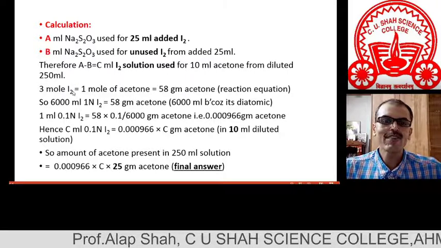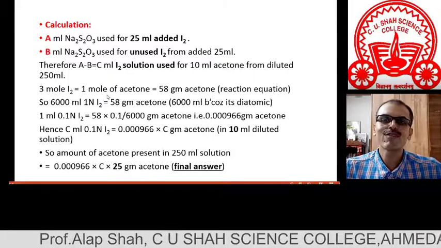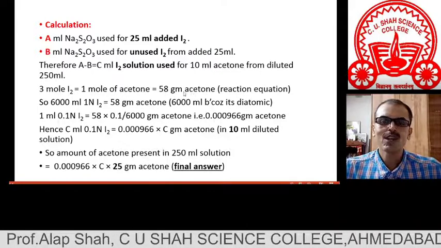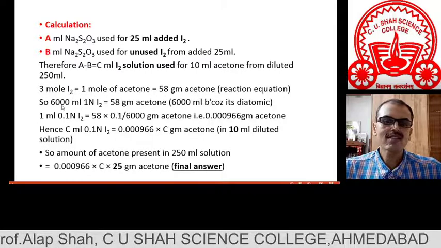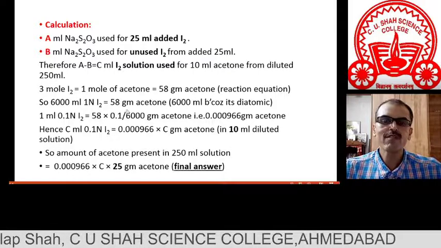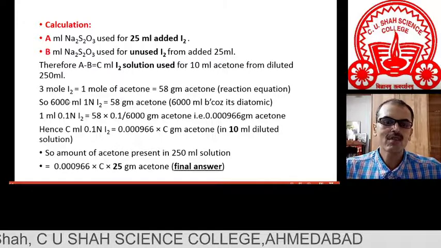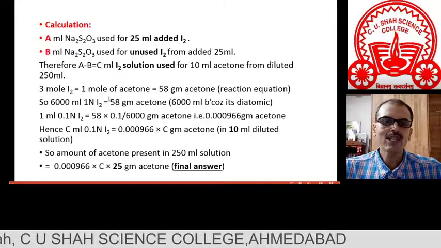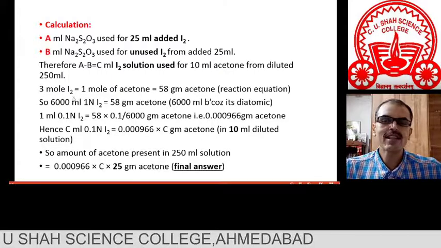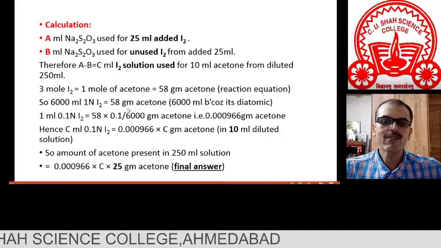Now, we already discussed in the principle, if 3 moles of I2 are used, there can be 1 mole of ketone, and for 1 mole of acetone here, its molecular weight is 58 gram. So we can write this expression: if 6000 ml of 1 normal I2 is used, then there can be 58 gram acetone. Now let me clarify why we have written 6000 ml here. Students, I2 is a diatomic gas and 3 moles are used, so total 6 atoms, so that's why we are taking 6000 ml 1 normal I2 equal to 58 gram acetone.